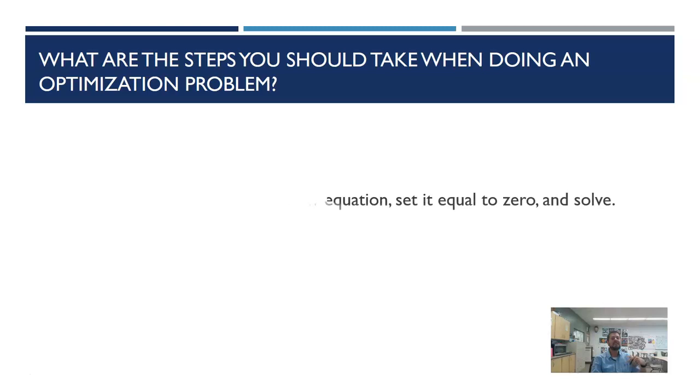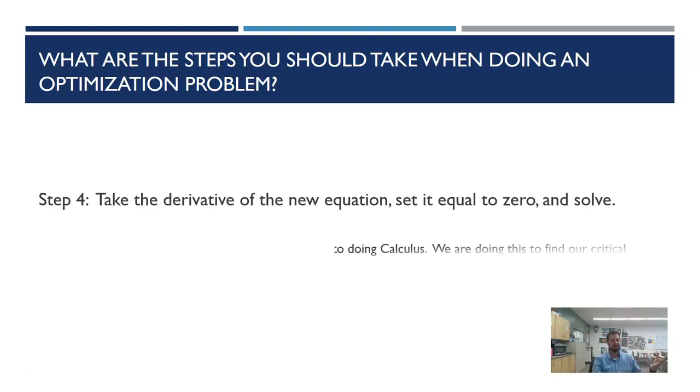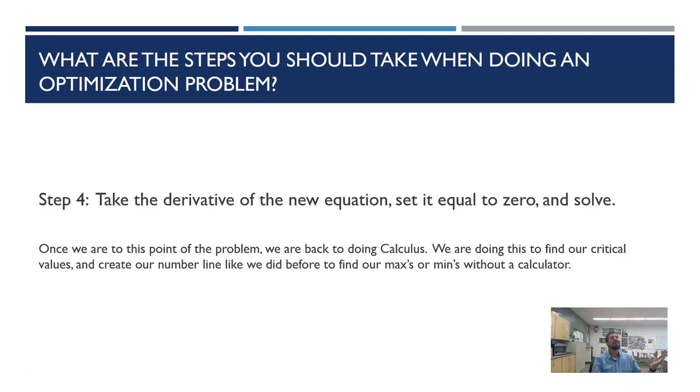And again, this will make more sense when we do an example in just a second, but once we do that, we're going to take the derivative of this new equation that we've just come up with, set it equal to 0, and solve that equation, okay? So now once we have this equation, you take the derivative of this new function and set it equal to 0 to solve. We're back to doing calculus again.